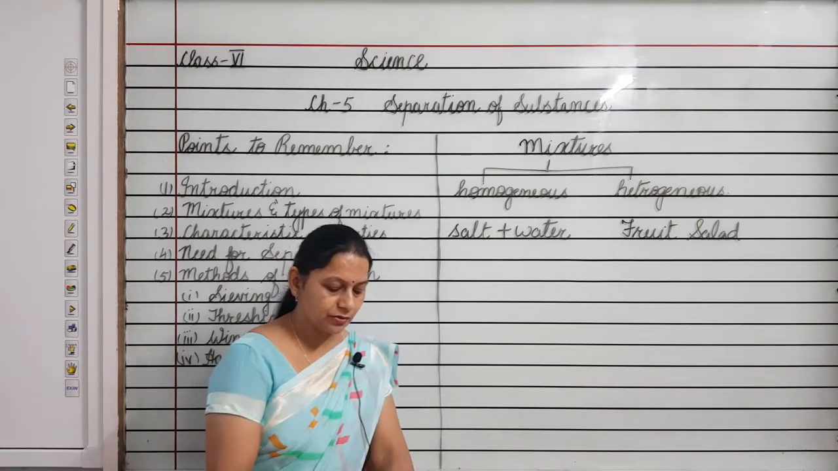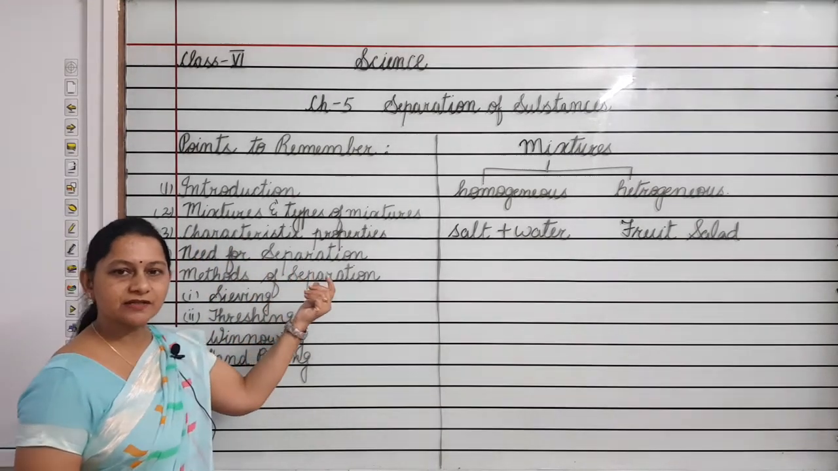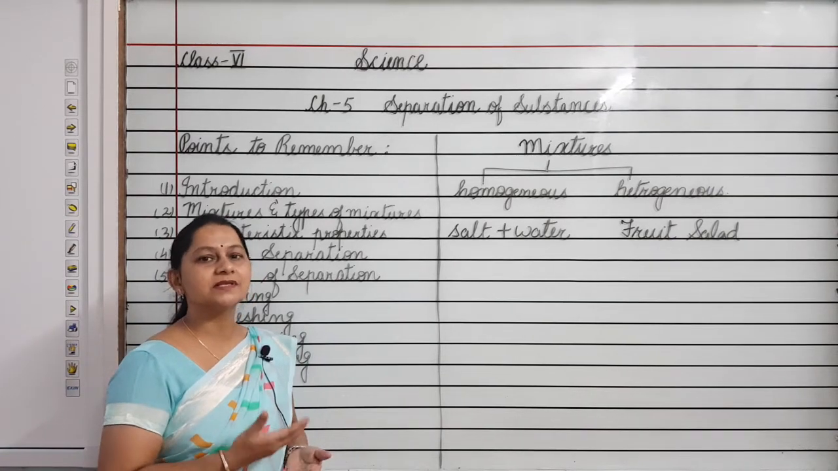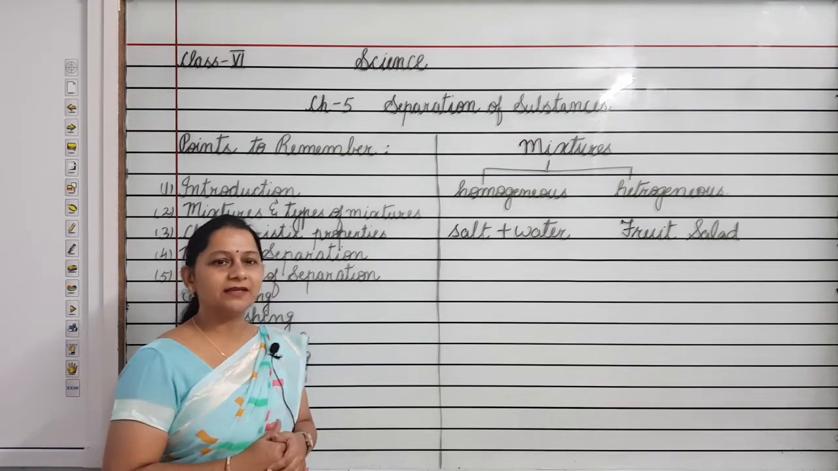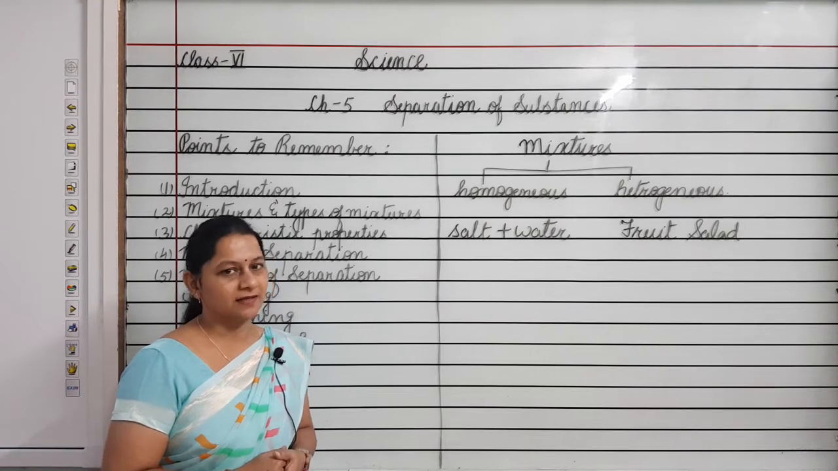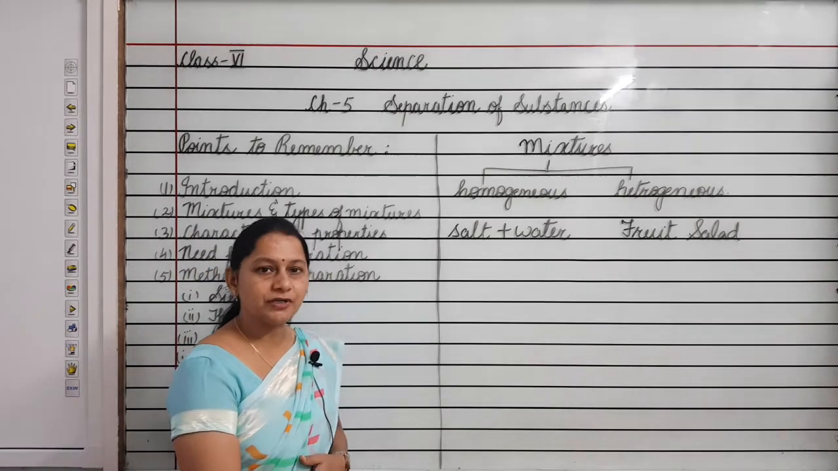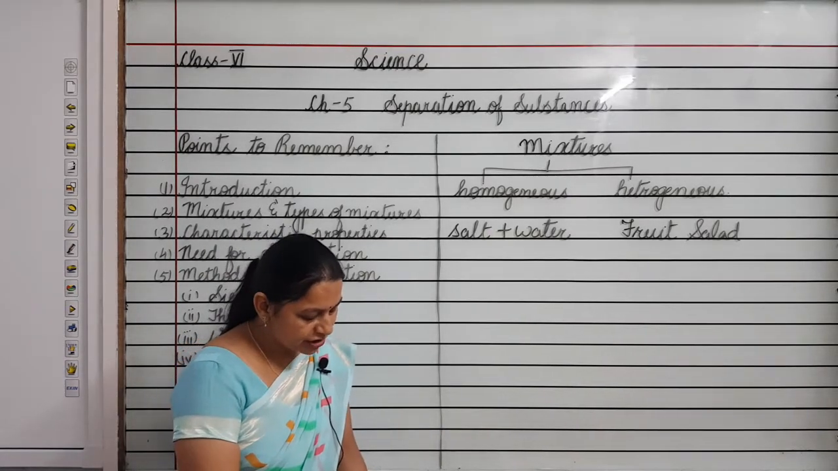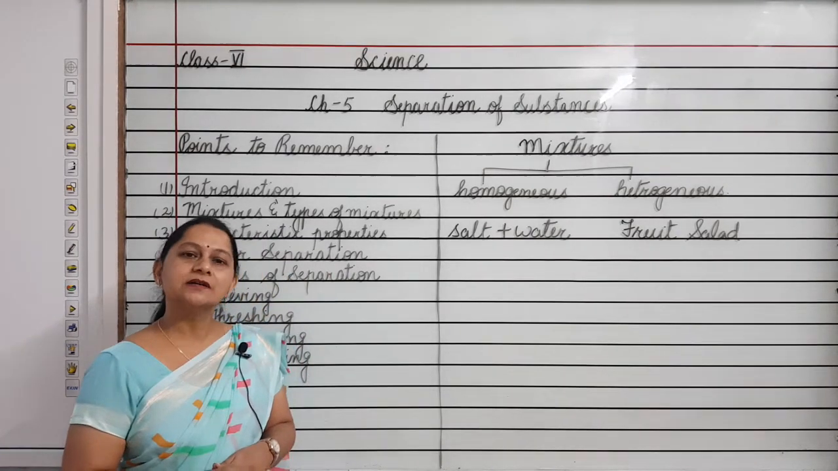Now, coming to the next topic, that is need for separation. Children, you must be wondering, why do we separate the components of mixtures? What is the need for separating these components or constituents of mixtures? We are going to discuss 3 points on why this is necessary. The first one is to remove harmful or unwanted constituents.